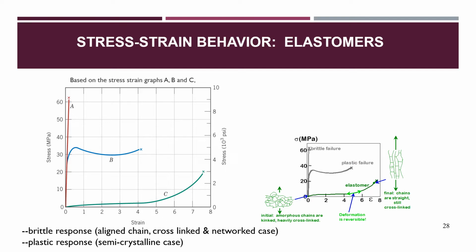So the stress-strain behavior of elastomer has two types, which are the brittle response, with aligned chains, crosslinks, and network cases. So here are the types of plastic and elastomer involved, and the plastic response. One is for the semi-crystalline case.